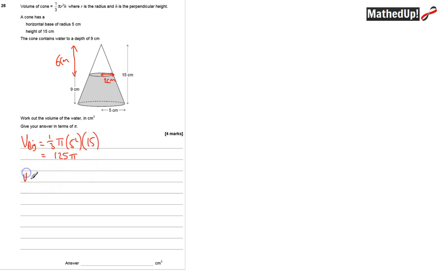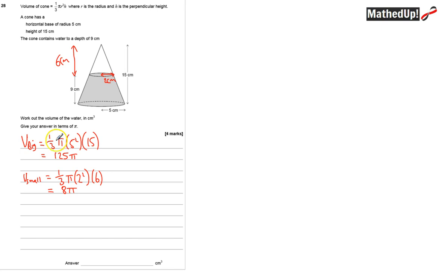So the volume of the small cone, well, that's going to be 1/3 of pi times the radius squared, which is going to be 2 squared, times by the height, which is 6. And that's going to be equal to, well, 1/3 of 6 is 2. So we've got pi times 2 squared times 2. So that's going to be 4 times 2, which is 8. So that's going to be 8 pi.